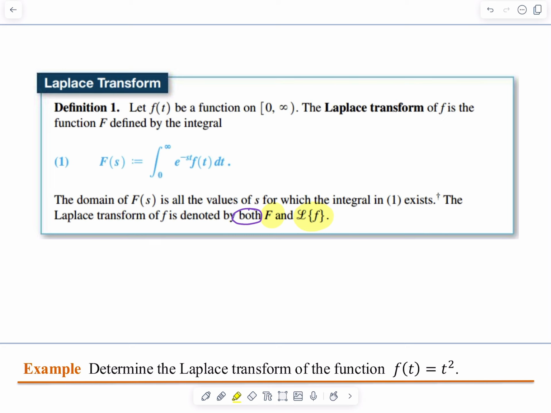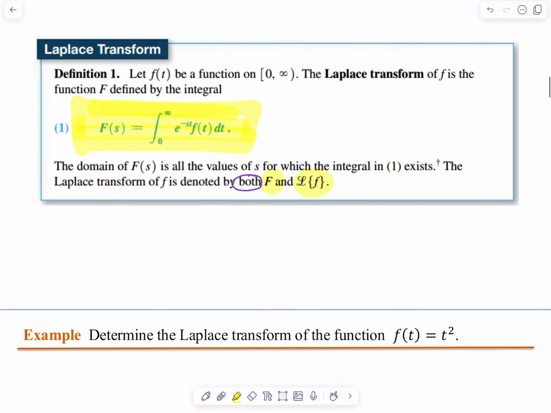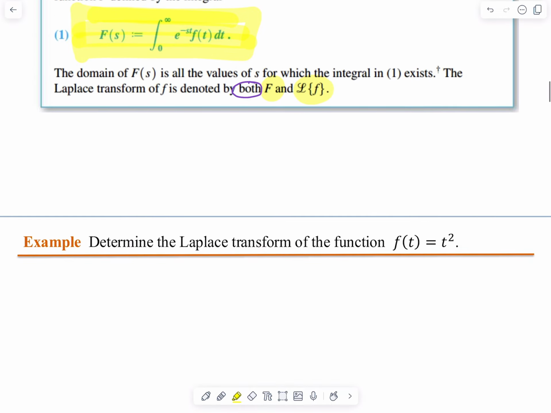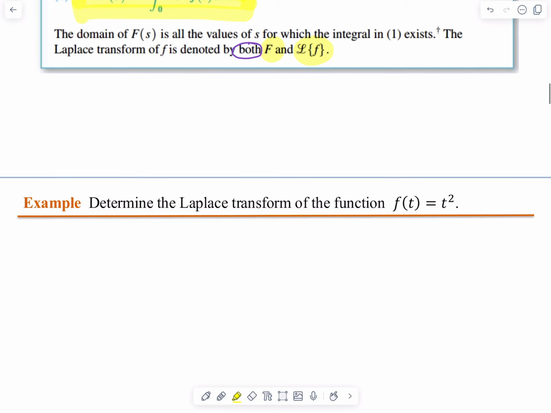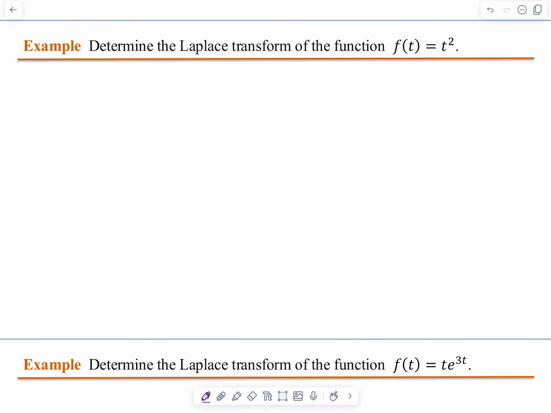So we're going to jump right in and use this definition of the Laplace transform to find the Laplace transform of the function f of t equals t squared. So for s greater than 0, we're going to use the definition of a Laplace transform. So the Laplace transform of t squared of s is equal to the integral from 0 to infinity of e to the negative st t squared dt.